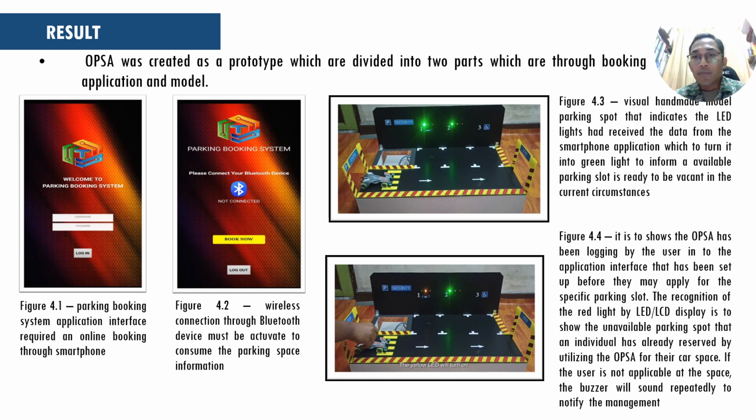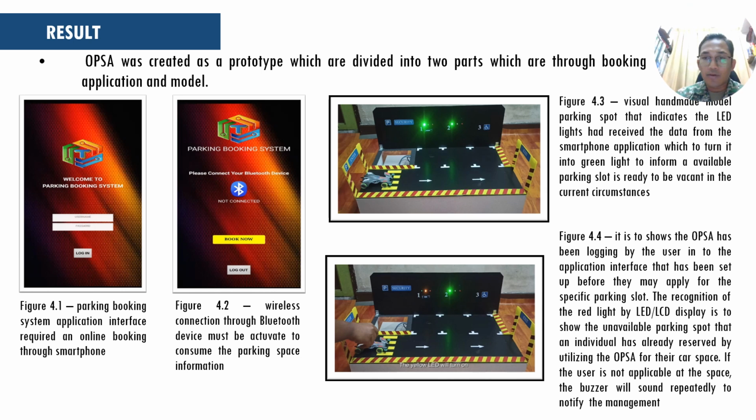Figure 4.3 is the visual handmade model parking spot, which indicates the LED light has received the data from the smartphone application, turning it into a green light to inform that an available parking slot is ready to be vacated in the current circumstances. For Figure 4.4, the OPSA has been logged in by the user into the application interface that has been set up before, and they may apply for a specific parking slot.